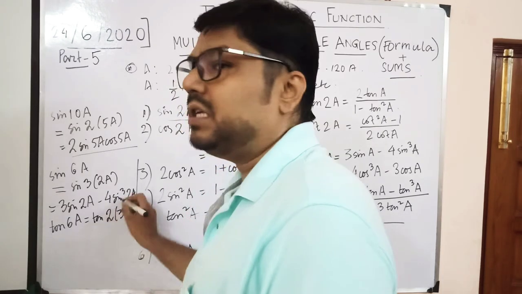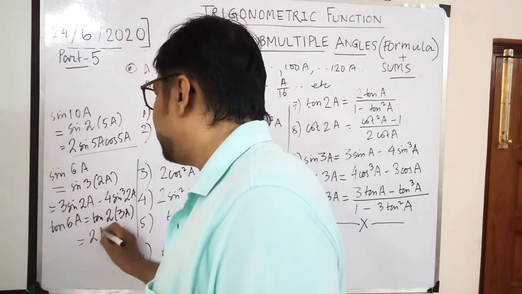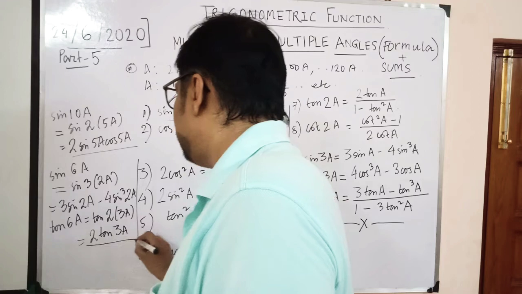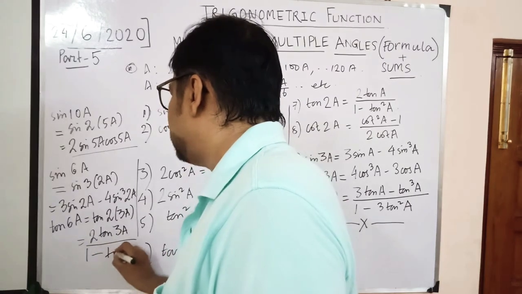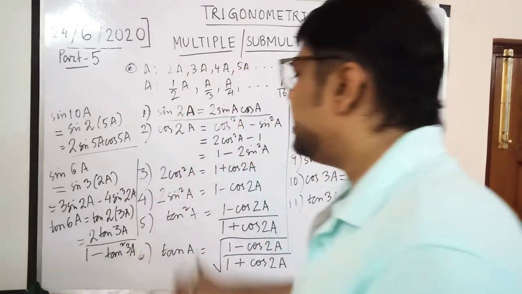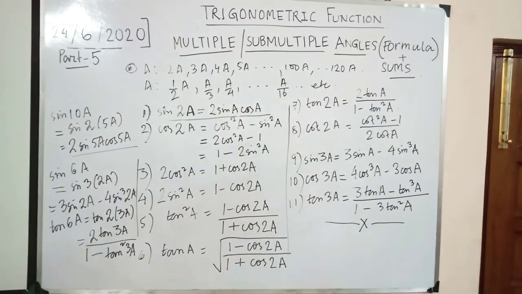So this is becoming my theta. So what I can write is 2 tan 3a whole divided by 1 minus tan square 3a. Like that you can write many multiple angles, any angles possible. So you can practice writing this using the structure of this. Now let us write some submultiple angles also.